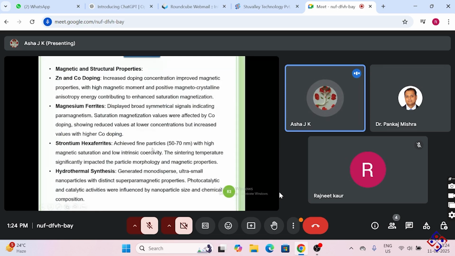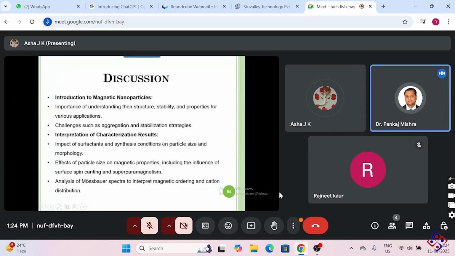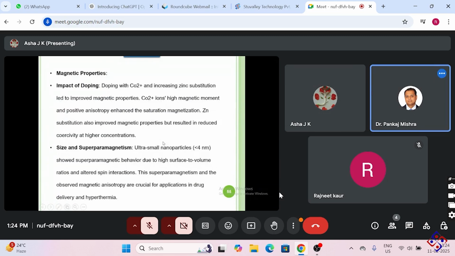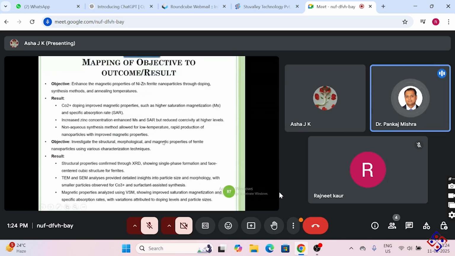Strontium hexaferrites, which achieved... What is your final conclusion, Asha ji? Final conclusion. Have you justified all your objectives?